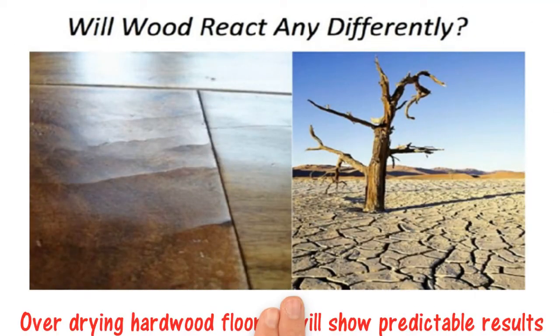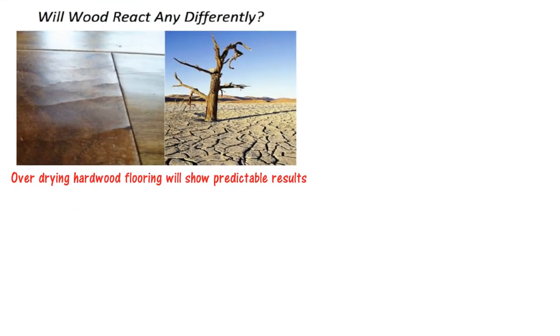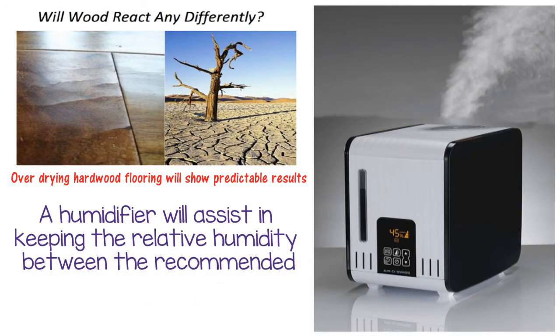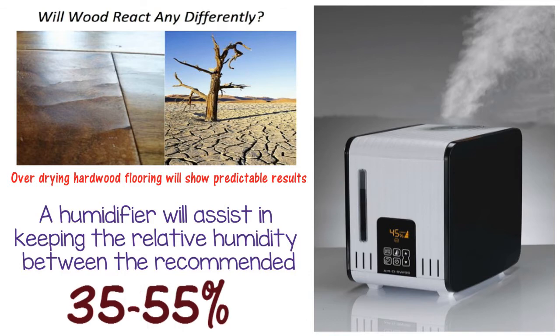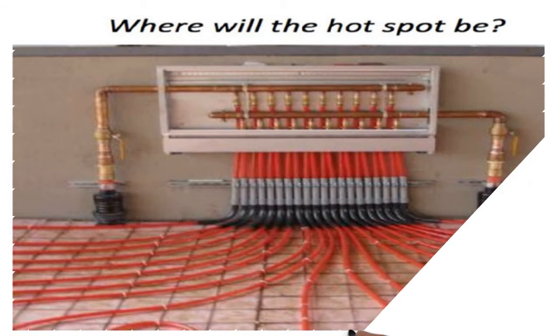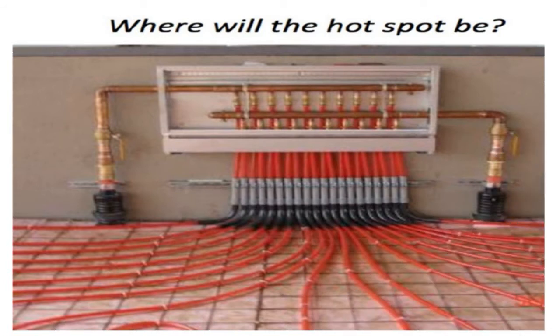Over-drying hardwood flooring will show predictable results. A humidifier will assist in keeping the relative humidity between the recommended 35 to 55%. The area closest to the manifold has a high concentration of piping and the hottest water, which causes this area to be a hotspot. If possible, have this area, which will be the hottest, under tile, as it could cause your flooring to shrink excessively.